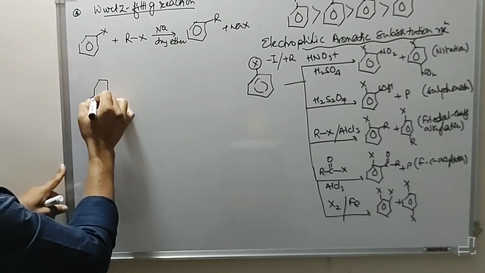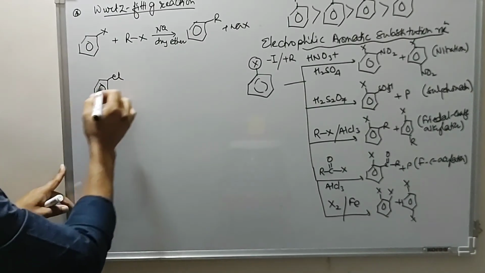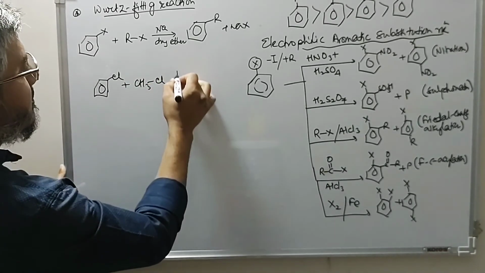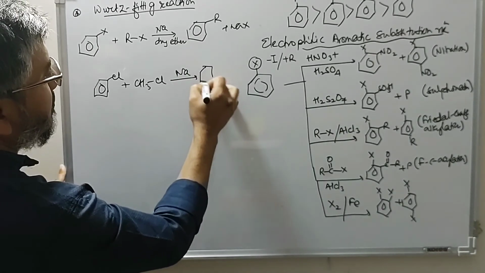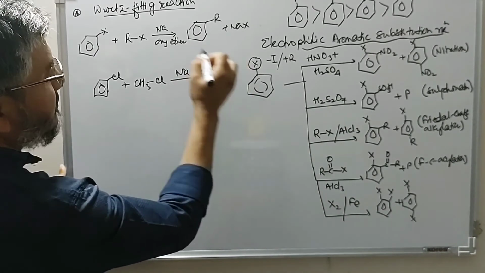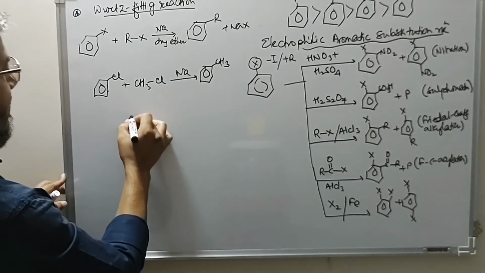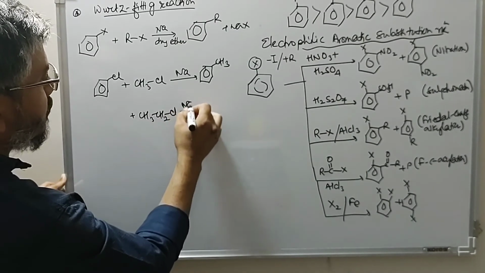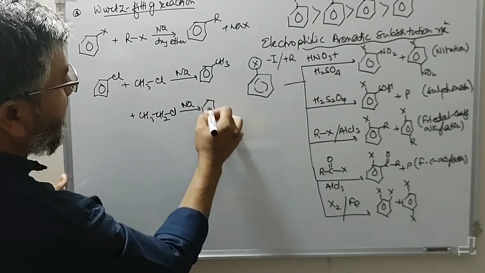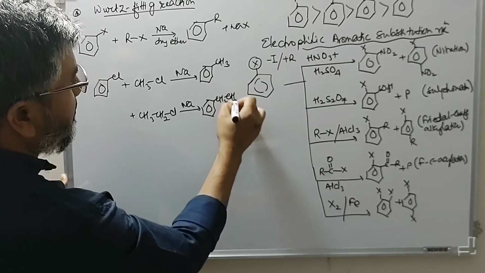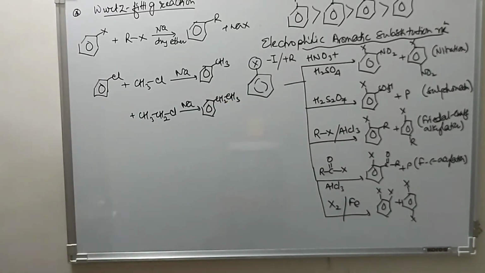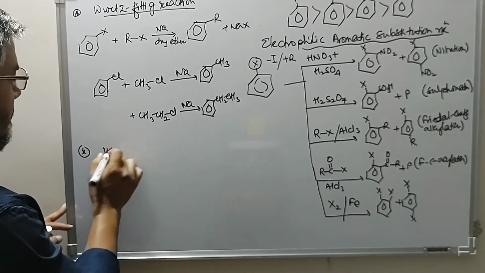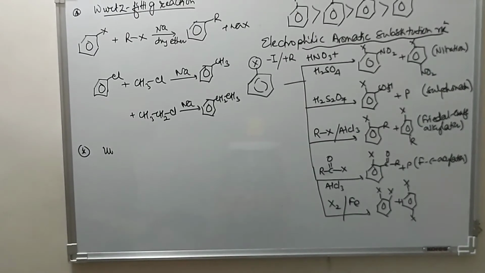So look at this, we have chlorobenzene, plus this reacts with methyl chloride. When this reacts with sodium, this gives you methyl substituted benzene. If this reacts with CH3CH2Cl in presence of sodium and dry ether, then it gives you ethyl substituted benzene. So this is Wood-Fittig reaction. Then we also have a reaction which is known as Fittig reaction.